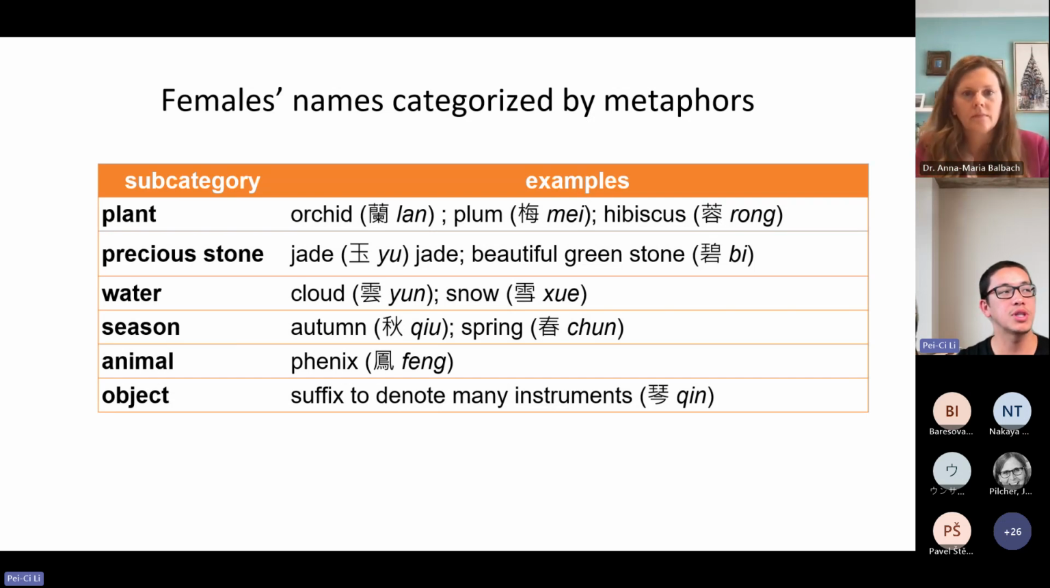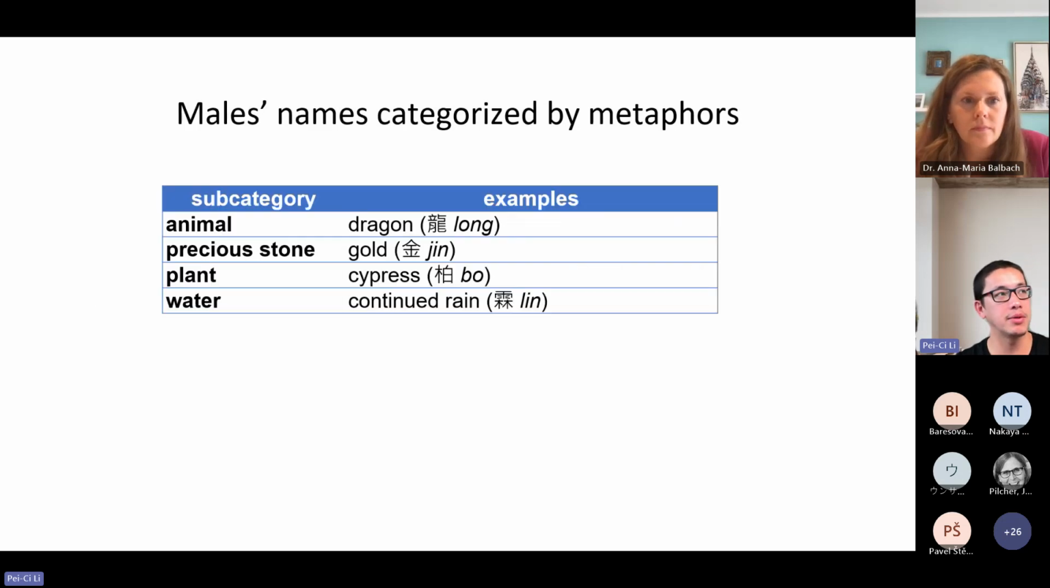If you look at female names with metaphor, you have animals which are generally the phoenix. However, if you go to male names with metaphor, you don't find the phoenix there. However, you find the dragon. For precious stone with female names, we're finding jade or precious green stone, while for male names, you also find precious stone that is more something like gold here. For plants, the same. With female names, we're finding flower names. With male names, we also have plants. However, it's more likely to be trees rather than flowers. So you can also see some stereotypes that are being reflected there in the categories.